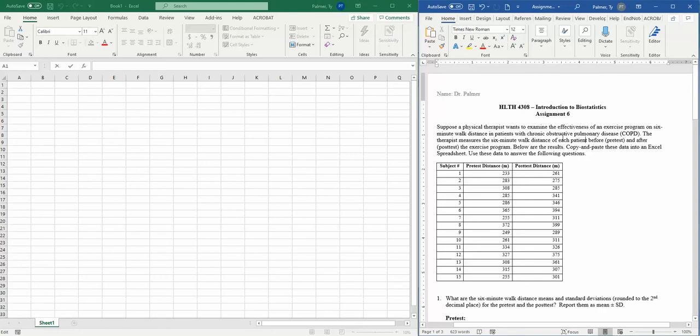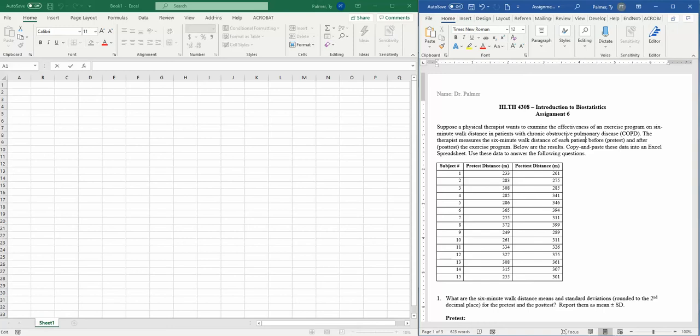Okay, so this scenario right here kind of paints the picture. It gives our objective. The objective of assignment 6 is we're trying to determine if this exercise program is effective or not at improving 6-minute walk distance in these patients. To determine the effectiveness of the exercise program, we're going to perform a dependent samples t-test. That's the only way to determine if the mean difference between the pretest and the post-test is real. Is it statistically significant? We've got to use a dependent samples t-test to determine that.